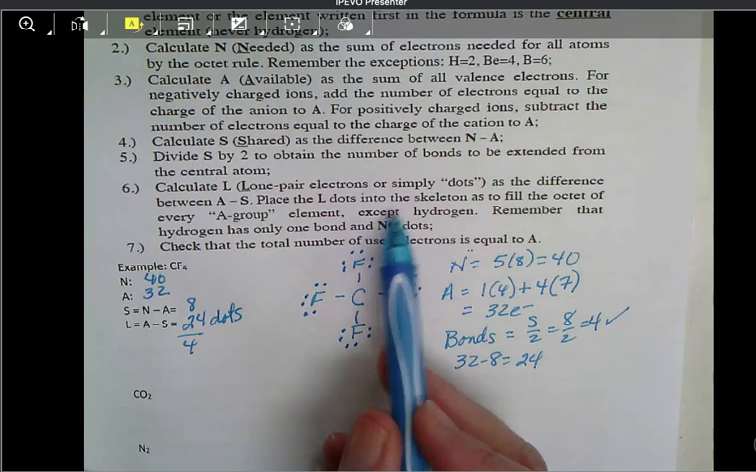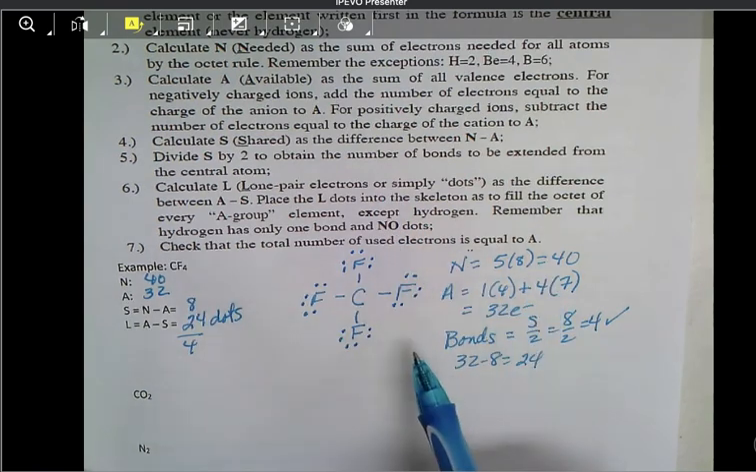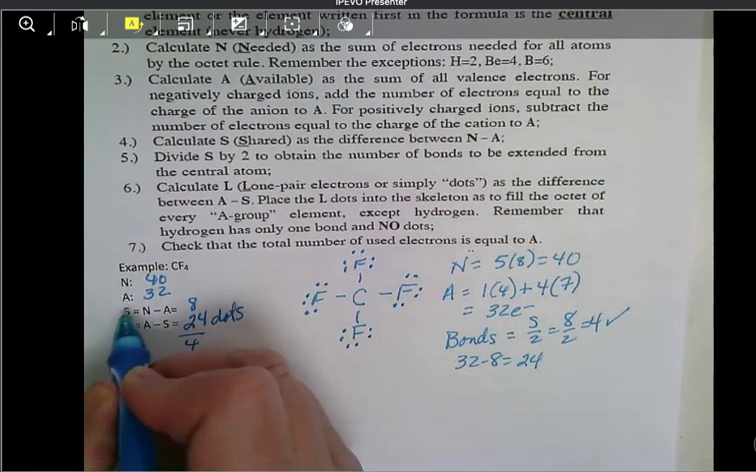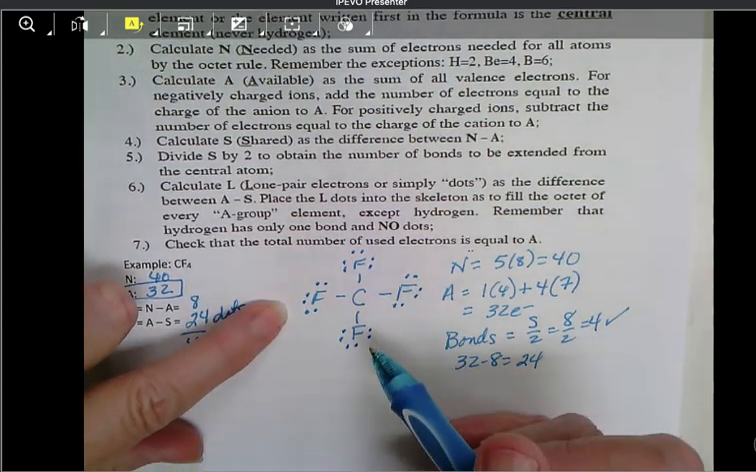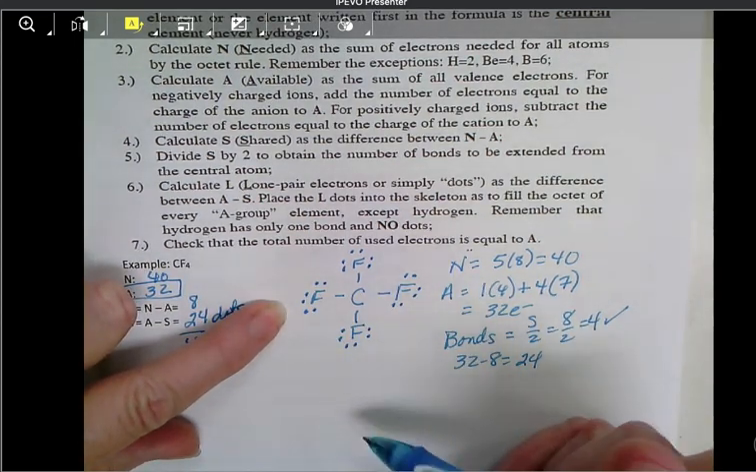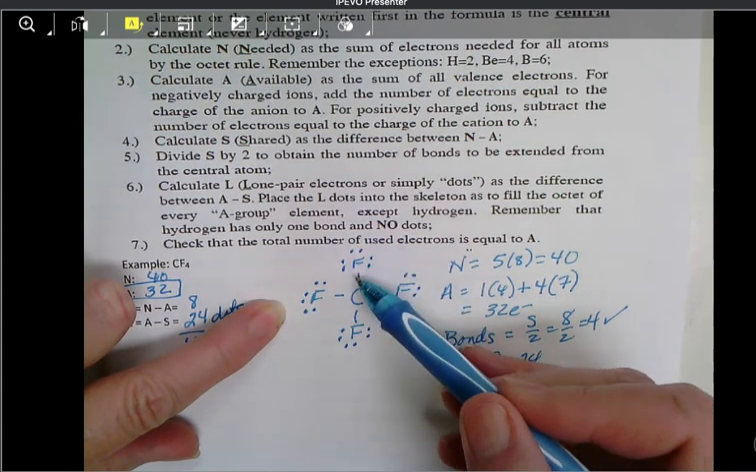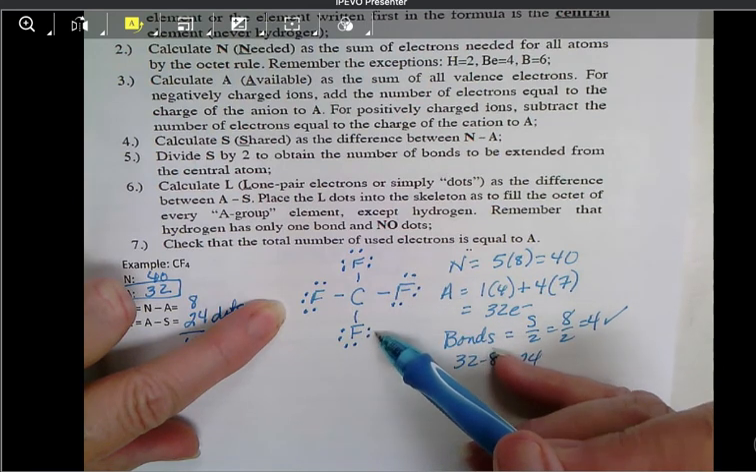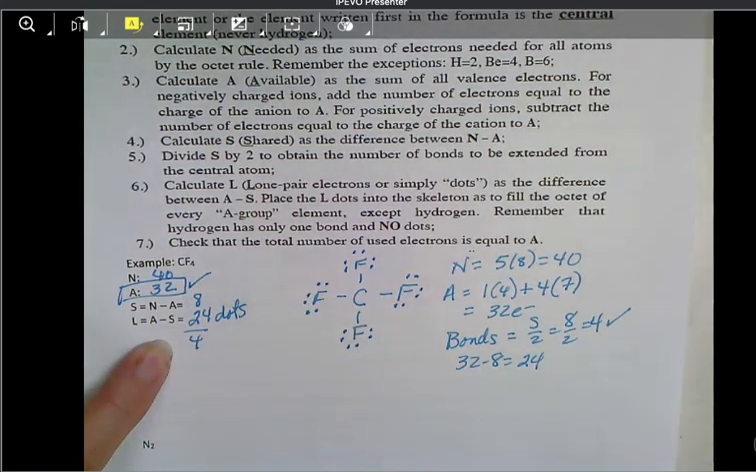And everything is good. We're now going to check that we have the total number of dots used, or that the total number of electrons is equal to A, and A is 32. So I find one spot on here and I start counting, and I go around clockwise. 2, 4, 6, 8, 10, 12, 14, 16, 18, 20, 22, 24, 26, 28, 30, 32. And I have 32, so it works out perfectly.